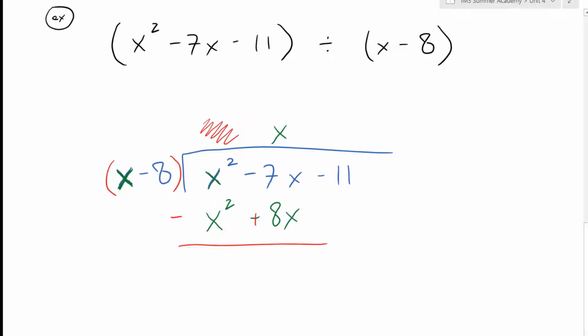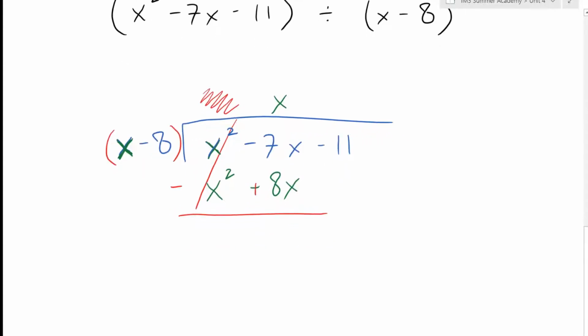If your first terms don't cancel or disappear, then you did something wrong. So let's see, x squared minus x squared, those cancel. That's what we're trying to do. We're trying to cancel them. Trying to get rid of terms. The next one's a negative 7x and a positive 8x. That is a 1x. That's fine. And now we bring down the next term, negative 11, and now we continue.